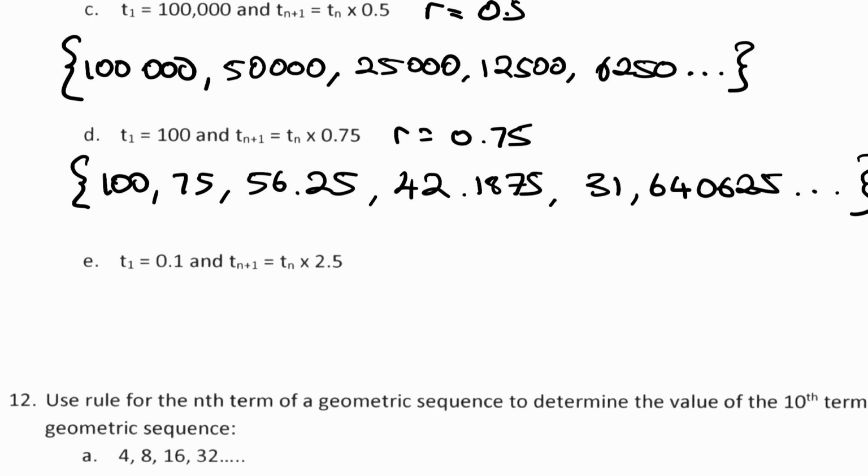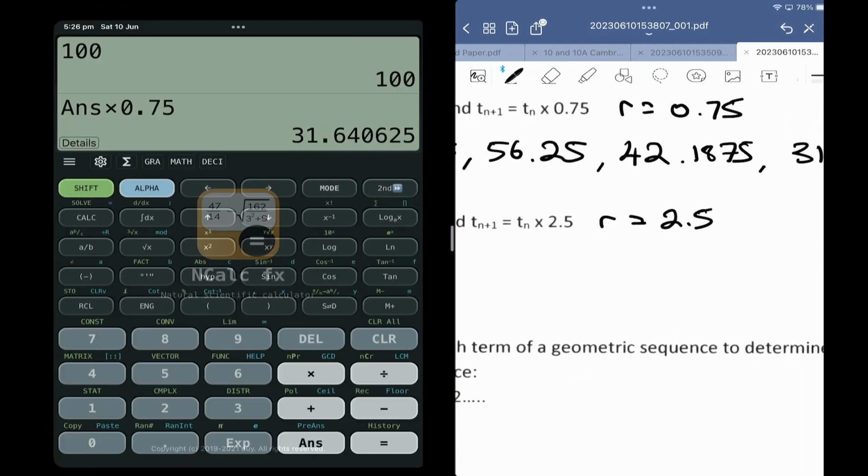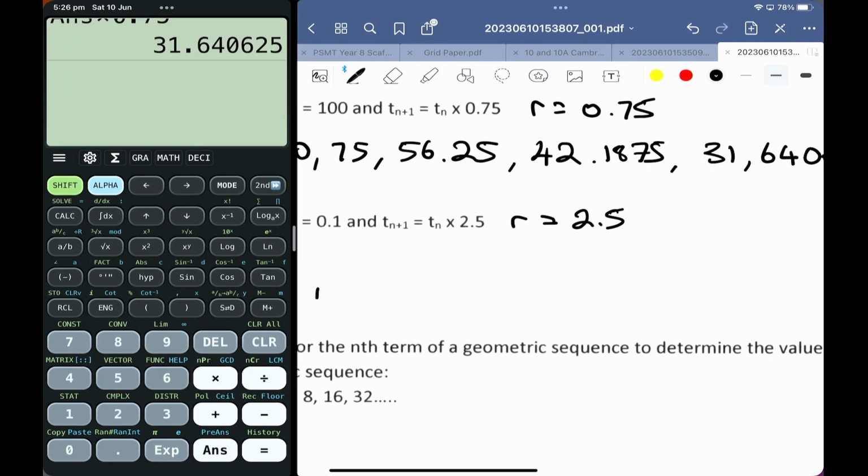Okay, moving on to E. Question E: 0.1 is my first term, which the question tells me right there. The ratio is multiplying by 2.5, which the question also tells me. And then I store 0.1 into my calculator by hitting equals, hitting answer, multiplying by my ratio, which is 2.5.